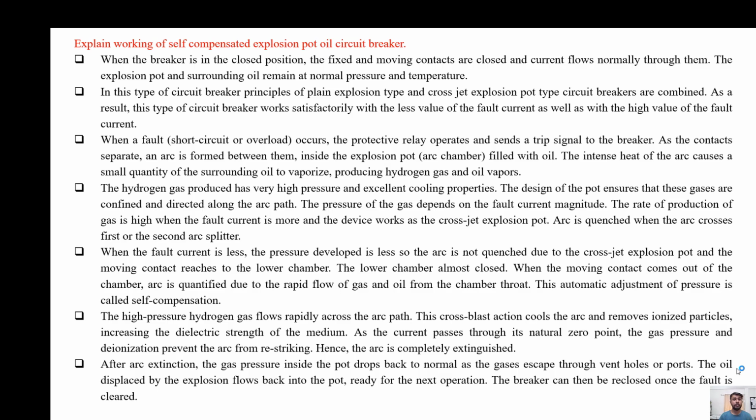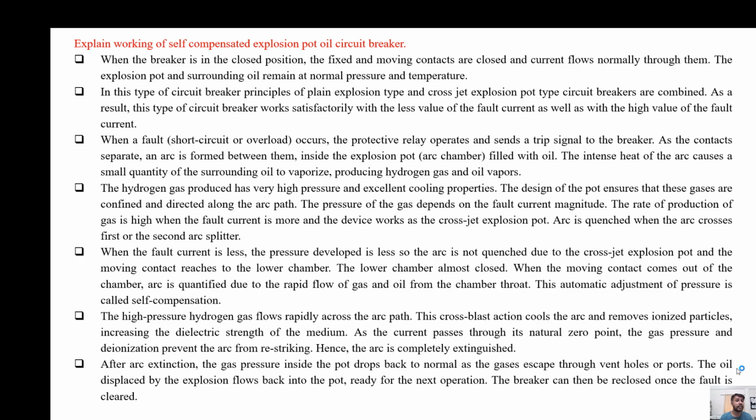With the necessary figure. Explain working of self-compensated explosion pot oil circuit breaker. So when this breaker is in the closed position, that is in normal condition, the fixed and moving contacts are closed and current flows normally through them. The explosion pot and surrounding oil remain at normal pressure and temperature condition.